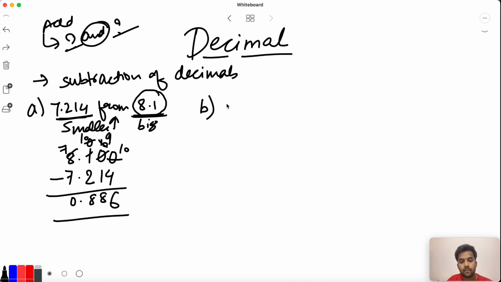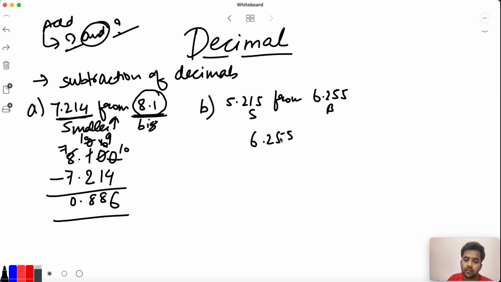Question number B. 5.215 from 6.1255. Assume we have a question like this. Now which is bigger? What I told, it will be the big, it will be the small. So keep the bigger number first, every time. Okay, 6.1255.